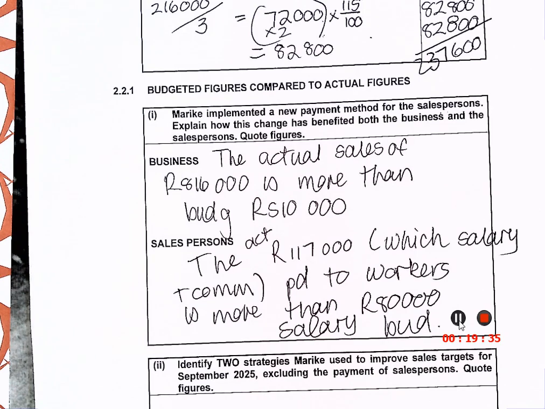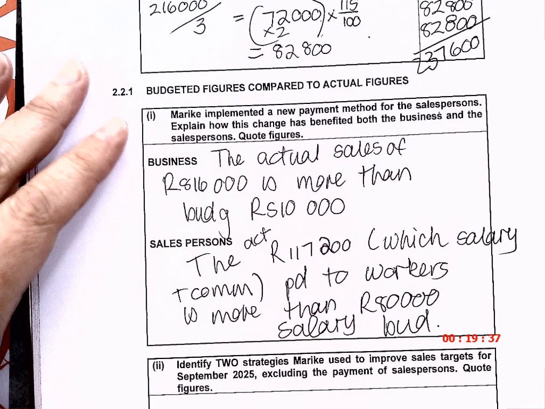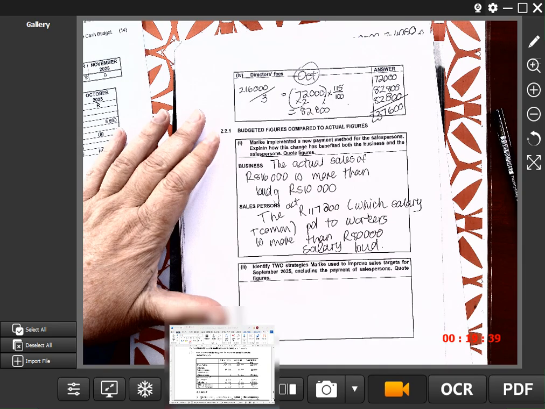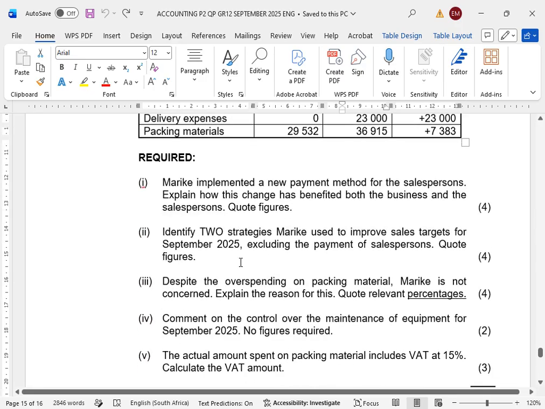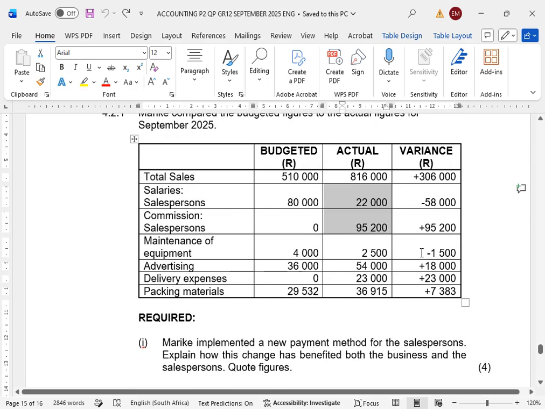Let's go on. Next one, they ask: identify 2 strategies Marika used to improve sales targets for September, excluding the payment of salesperson. So you can't now say, oh, the commission. Okay? So what else can you see here? Now let's look. I see there advertising, so that's a strategy.